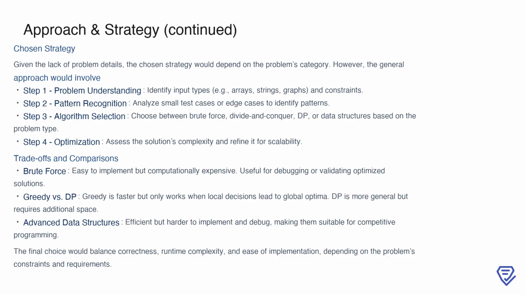Optimization is then crucial to ensure scalability, balancing runtime complexity and memory usage. Each method comes with trade-offs. Brute force is straightforward but computationally costly, making it better suited for validation rather than efficiency. Greedy algorithms are faster but rely on problem-specific conditions to guarantee correctness, while dynamic programming is more flexible but requires additional space. Advanced data structures provide unmatched performance for certain tasks but are harder to implement and debug. The ultimate choice of strategy balances correctness, efficiency, and ease of implementation, ensuring the solution meets the problem's demands.